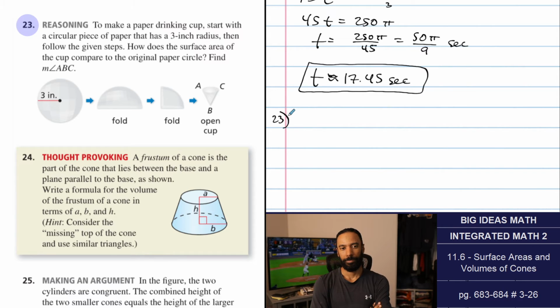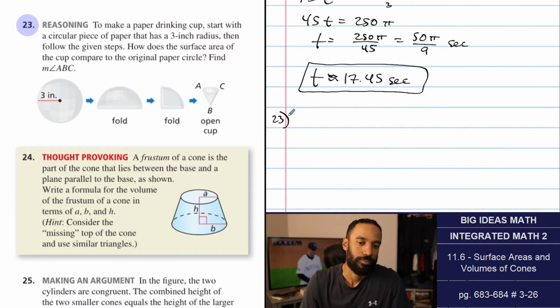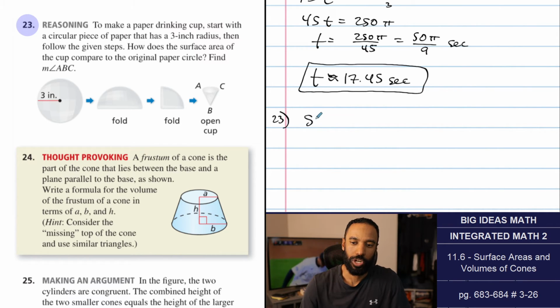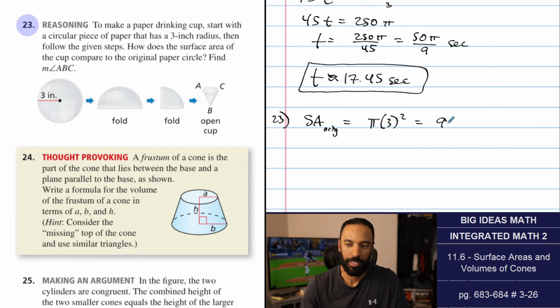Oh, you actually fold. You fold. So, how does the surface area compare? The original circle, the surface area of the original is just going to be pi r squared. It's just going to be that circle. Pi times 3 squared, which is 9 pi square inches.